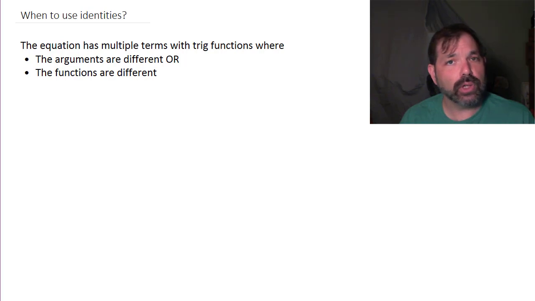Another situation would be if the functions are different. If we had something in terms of sines and something in terms of cosines, that might be difficult. We might have to use an identity to get that to a situation where we could work with it. So let's see another example.